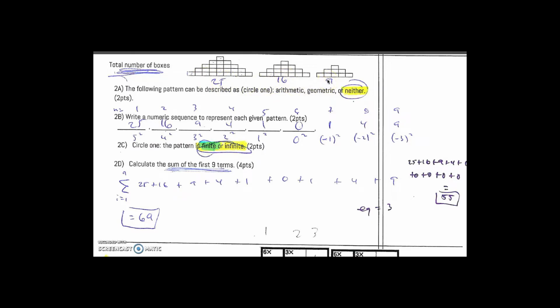And then, so that would not be arithmetic. Geometric means you're multiplying by the same number there. And that doesn't work either, so the answer is neither.